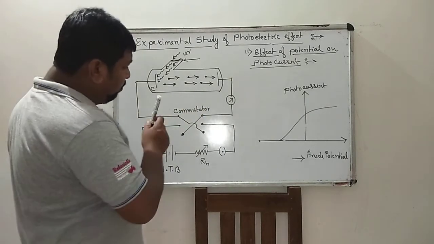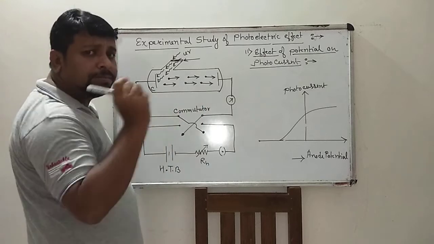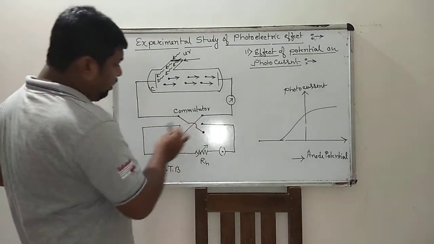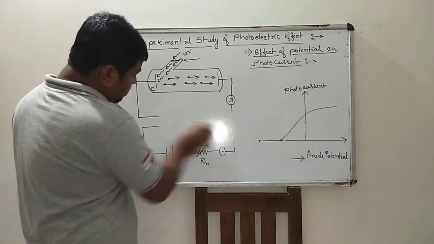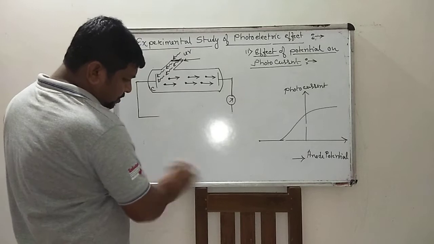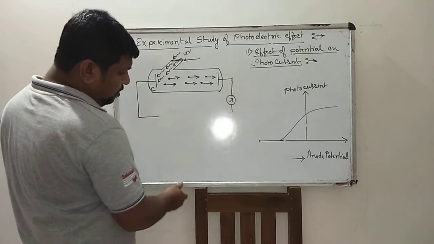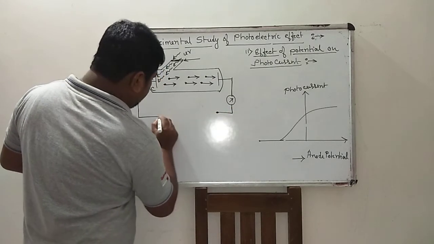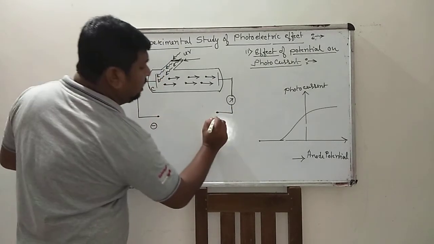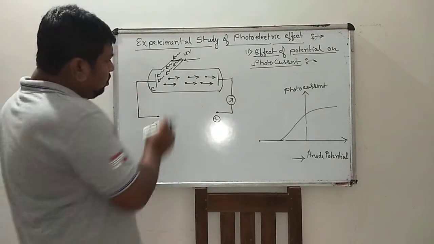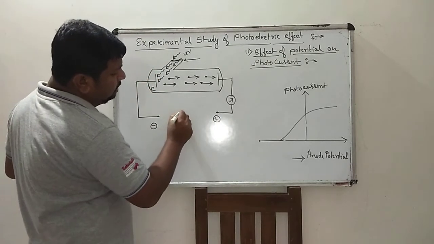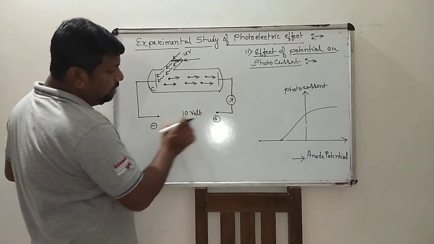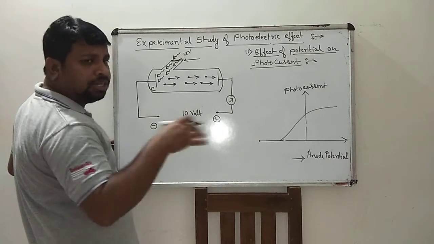Suppose between cathode and anode there is a potential difference. Suppose we supply a power supply between cathode and anode. Suppose this is negative potential and this is positive potential. So between cathode and anode there is a potential difference, suppose 10 volt. A 10 volt potential difference is supplied.